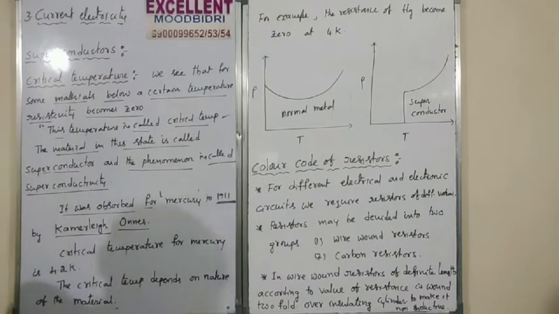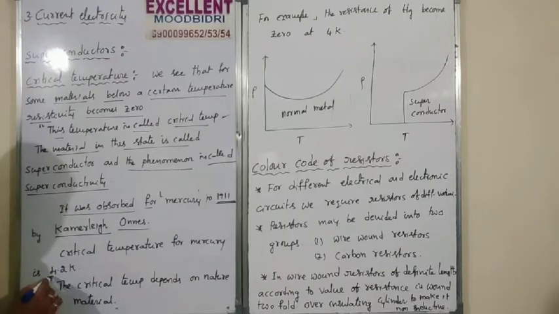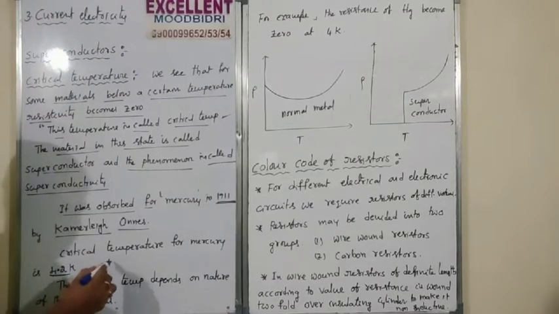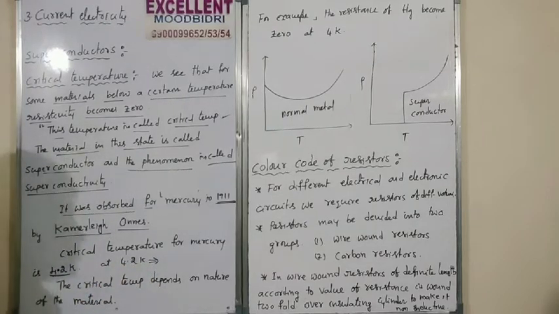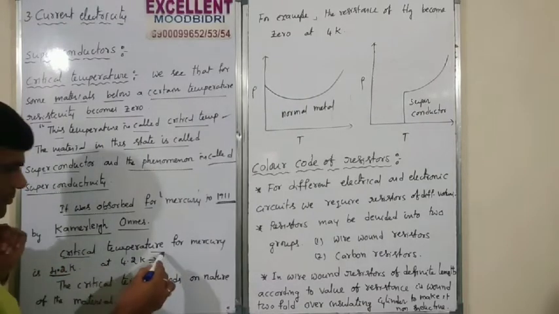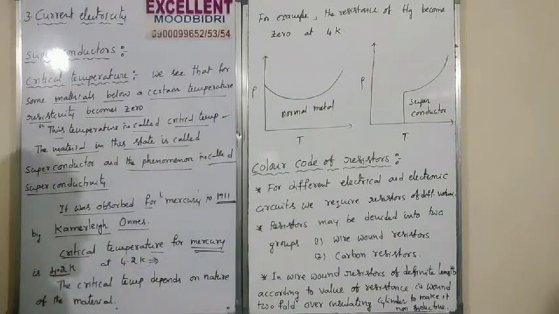In this situation, at 4.2 Kelvin temperature, what would happen? The resistivity becomes zero. So that temperature is known as the critical temperature. The very important point of this: the critical temperature of mercury is how much? 4.2 Kelvin. Alright.